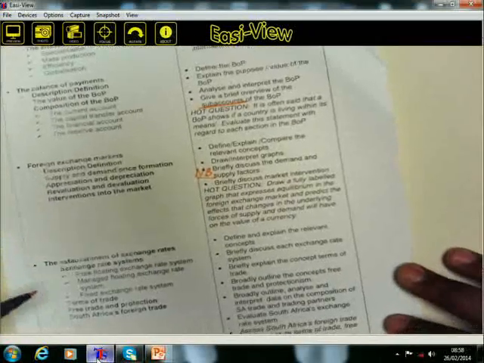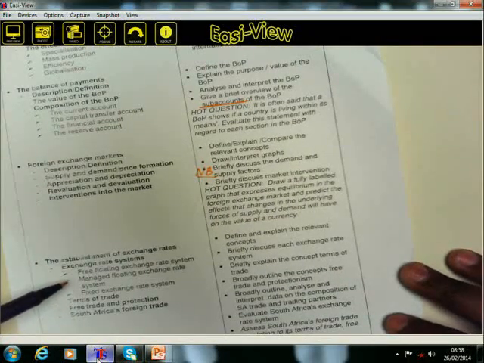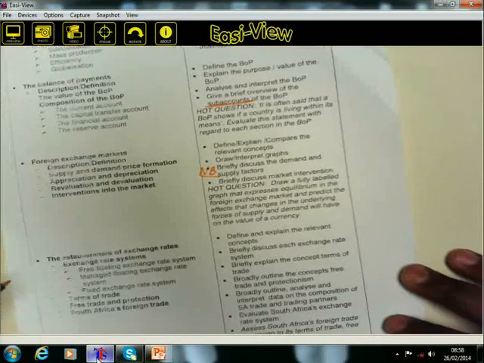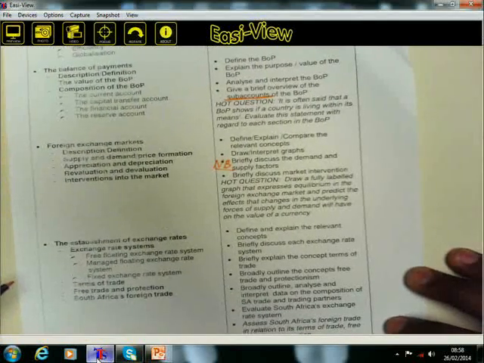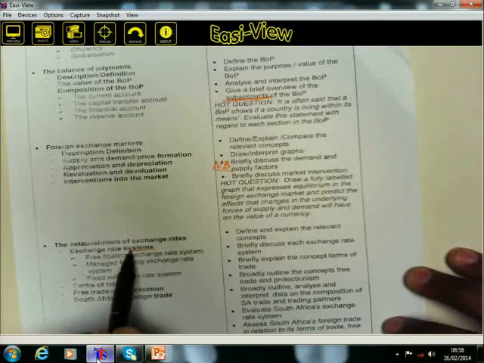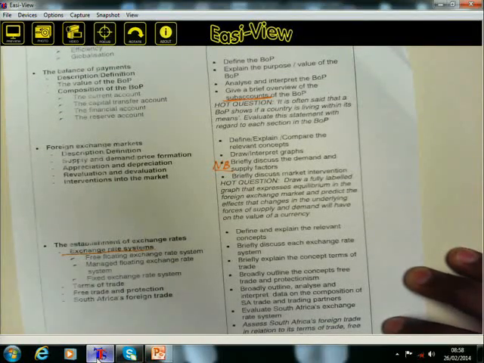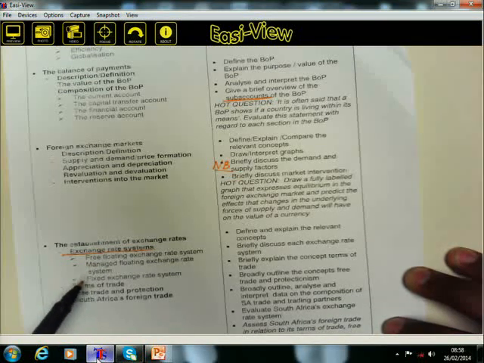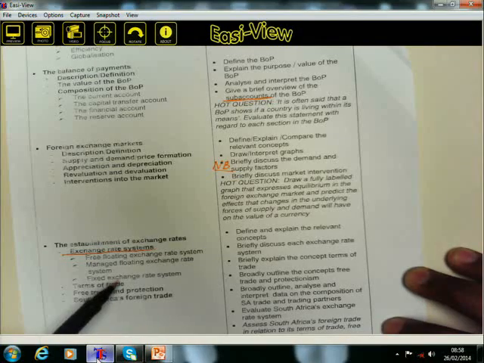The other part that we need to take care of is the establishment of the foreign exchange rate. The establishment of the exchange rate means that we need to know these systems. We have about 3 systems of exchange rate, namely the free floating exchange rate, the managed floating exchange rate, and the fixed exchange rate.